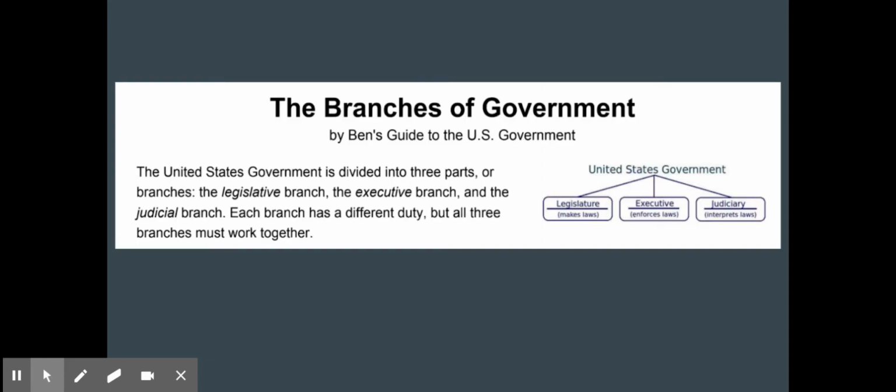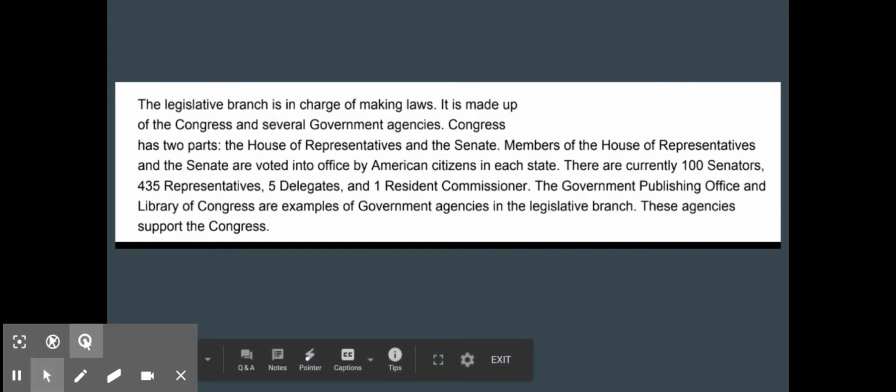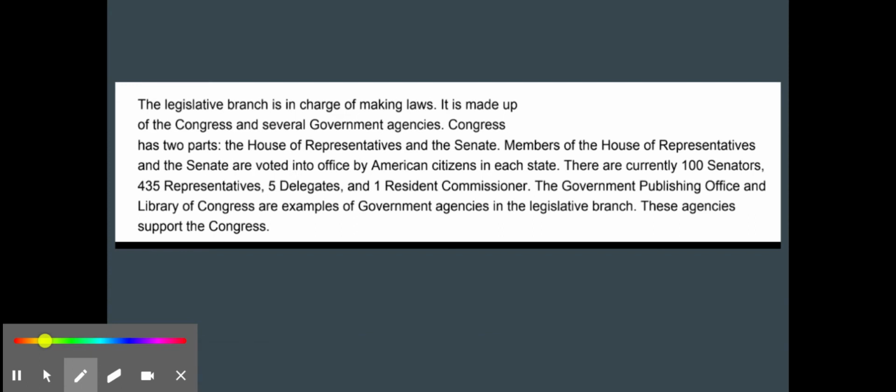All right, so this is the beginning of our article. We notice that really this intro does exactly that, just introduces those three parts, legislative, executive, judicial, and we already have those down. So let's go ahead and start looking at what each one does. All right, so I'm going to start with the legislative branch. As I'm reading, I'm going to go ahead and annotate so that way I can remember some important things that it's saying. It lets me know that the legislative branch is in charge of making laws.